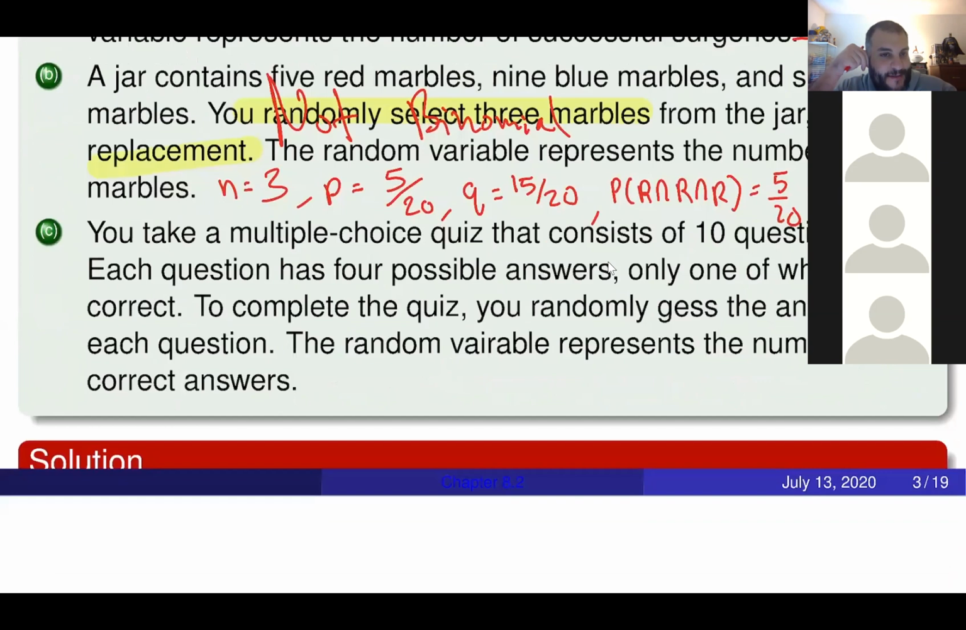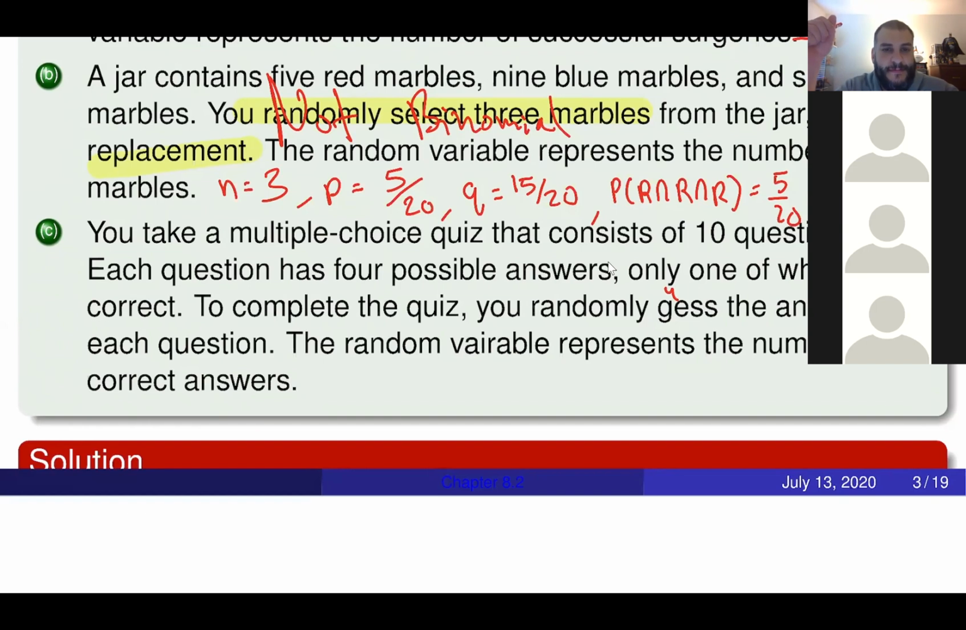All right, so let's do the final one, C. For CSUDH, you take a multiple choice quiz that consists of 10 questions. Each question has 4 possible answers, only one of which is correct. To complete the quiz, you randomly guess the answer to each question. The random variable represents the number of correct answers. So first things first, let's see how many trials we have. A trial is every time you guess. So all you have to do for the trial is see how many questions we have to guess from.